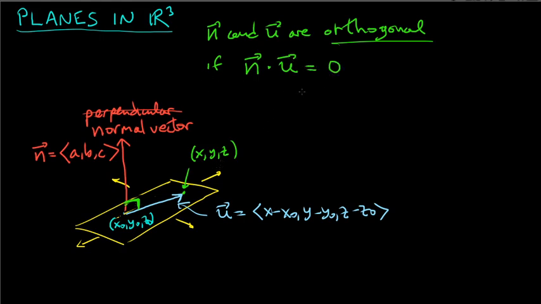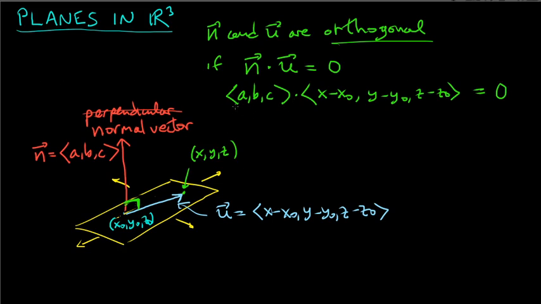Okay? That's what it means to be orthogonal. And if we can take the dot product and show that it's equal to 0, then we know that the two vectors are perpendicular or orthogonal. Okay, so let's write this out in terms of their components now. n has components a, b, and c, and u has components x minus x0, y minus y0, and z minus z0. And we know, because they're orthogonal, that has to equal 0.